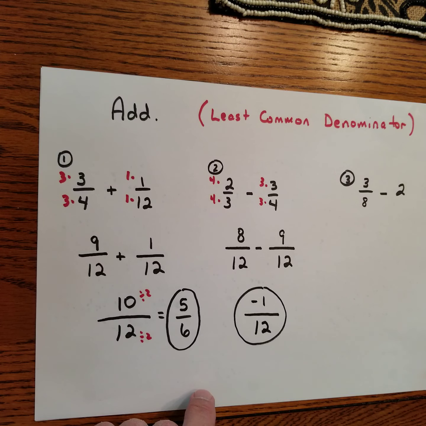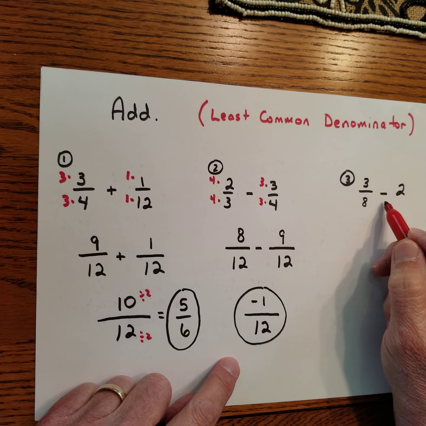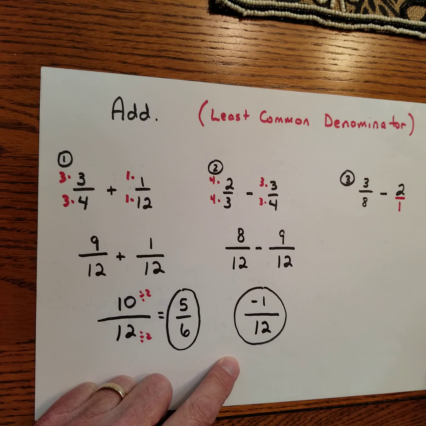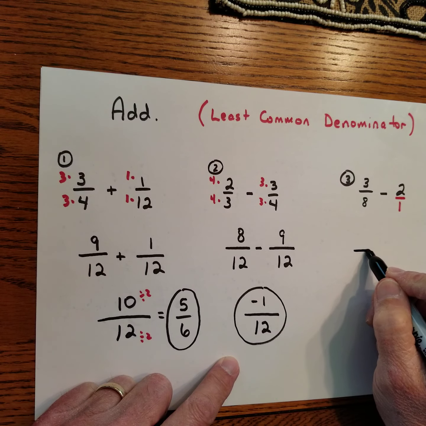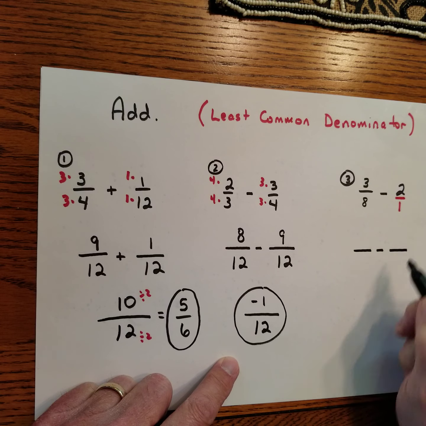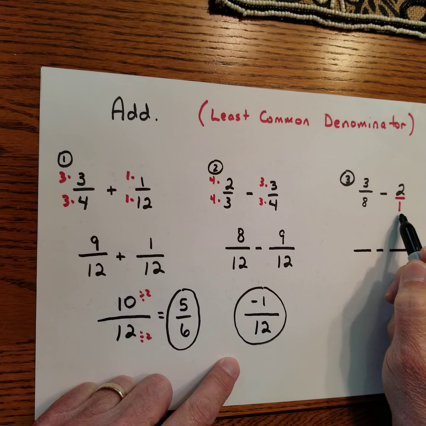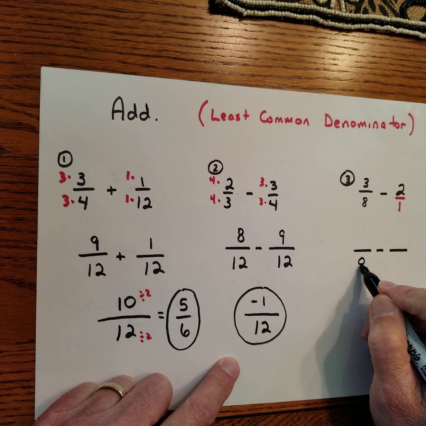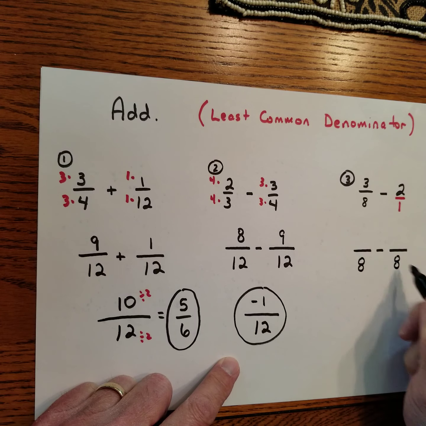Now number 3 is a fraction minus a whole number. Let's make the whole number look like a fraction by putting it over 1. Now I need a common denominator. Well, does the small denominator divide evenly into the big denominator? It does. So the big denominator is a good common denominator.